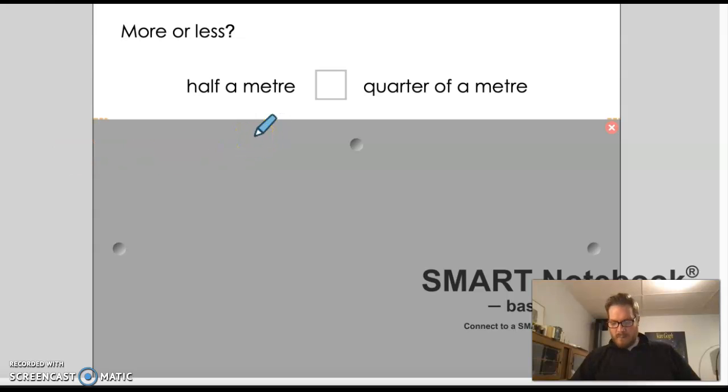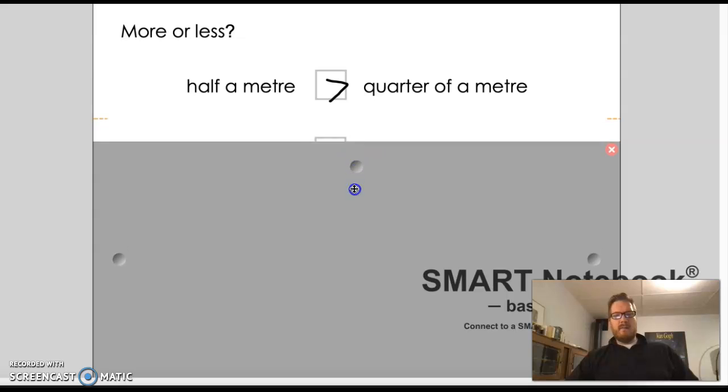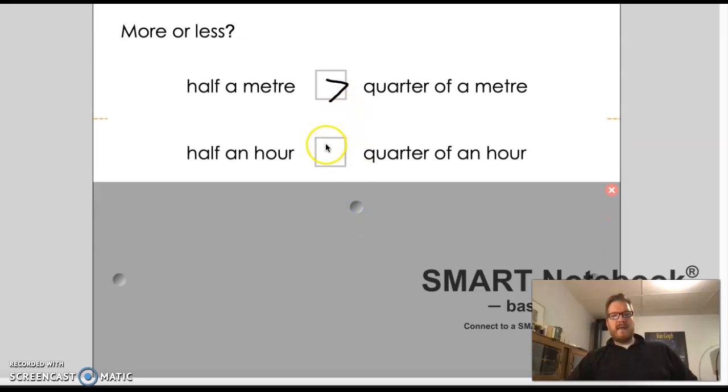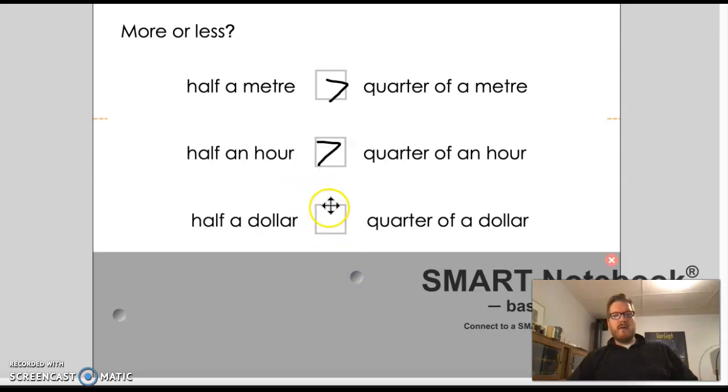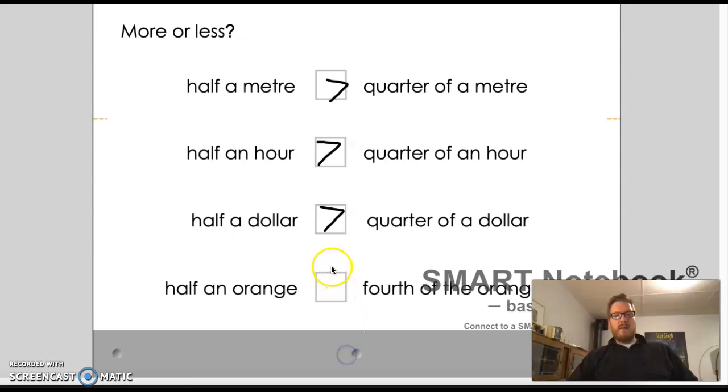All right, so then what we do is start comparing fractions of the same whole. So 1/2 meter, we can say, is more than 1/4 meter, because those two things are the same thing. The meter is the same quantity. We say that 1/2 an hour is more than 1/4 of an hour. We say that 1/2 of a dollar is more than 1/4 of a dollar. And we say that 1/2 of an orange is more than 1/4 of an orange.